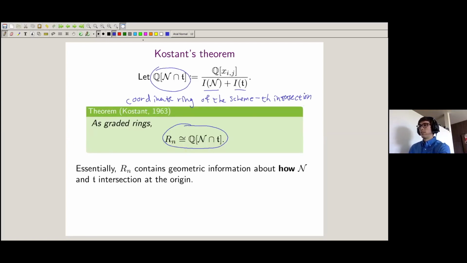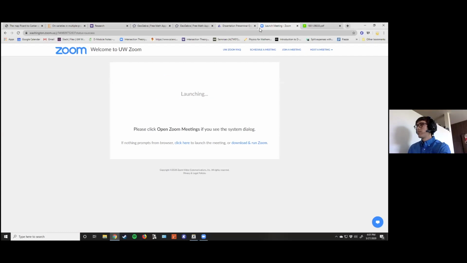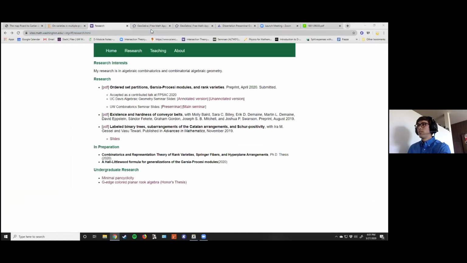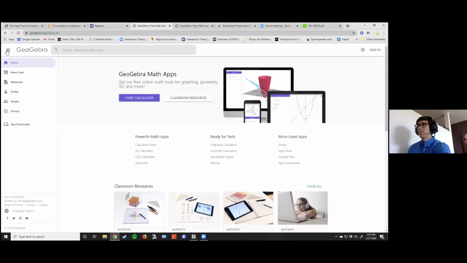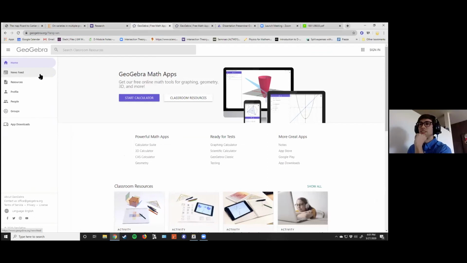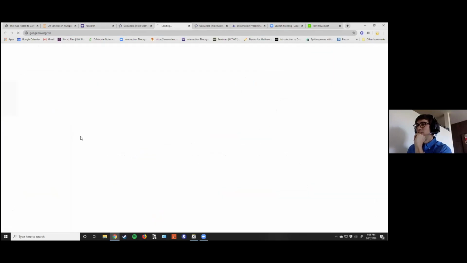And let's see, how do I do this? So I made a graph. Where is it? Oh no. I made a graph somewhere of this intersection, but now I don't know how to get to it. 3D calculator.